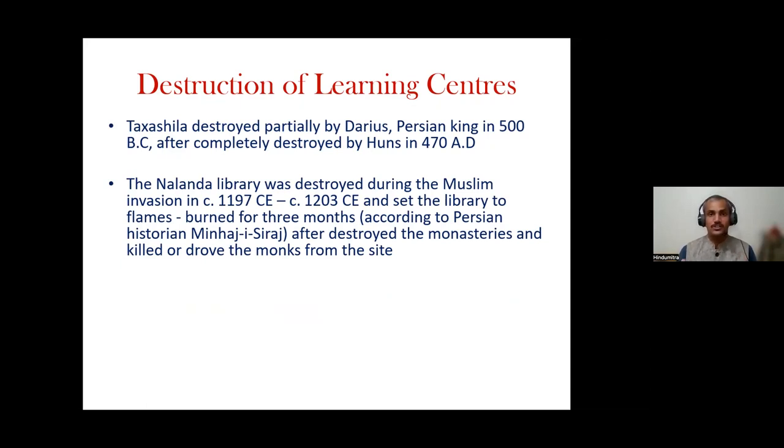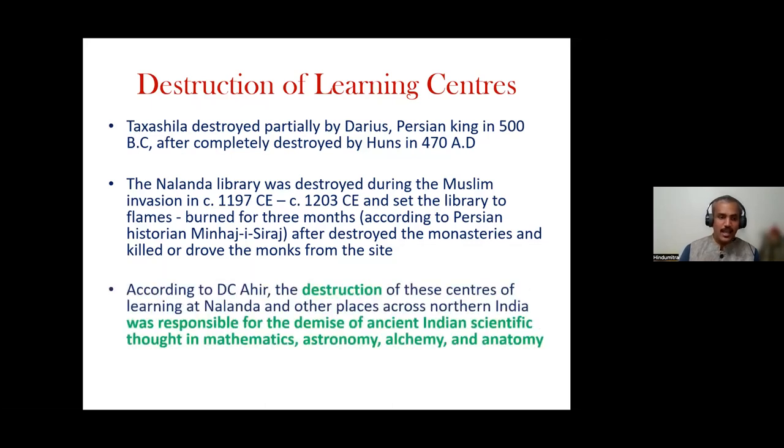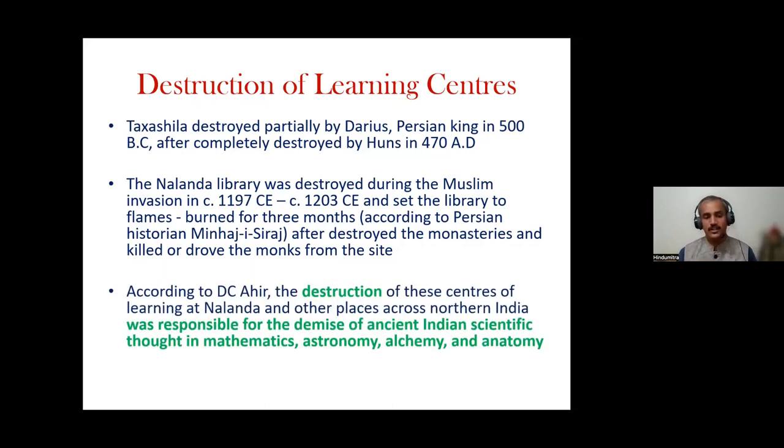So that much material was burnt, and all the teachers were there. Approximately 10,000 teachers were there. They were butchered, and the students were killed or driven out, and everything was destroyed. That level of destruction this land has seen. And according to the historian D.C.